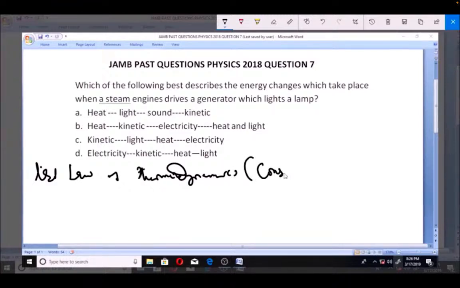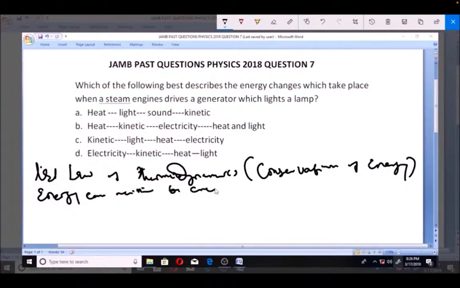The law of energy conservation, which basically states that energy can go from one form to the other, but cannot be created nor destroyed. Energy can neither be created nor destroyed. That is the first law of thermodynamics, or the law of conservation of energy.